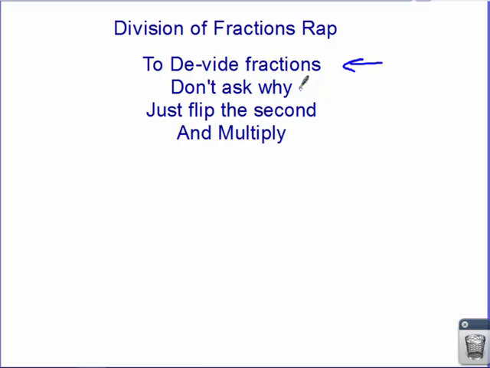Okay, don't ask why, because sometimes the explanation can be quite confusing. Okay, so I'm not going to take the time right now in this video to explain why. Then it says just flip the second, and that's referring to the second fraction. Well, if we're flipping the second fraction, that is that reciprocal idea. Okay, so reciprocal. So when we're flipping the second fraction, we're actually finding its reciprocal, and then we're going to multiply. Because our rule for division is going to be multiply by the reciprocal.